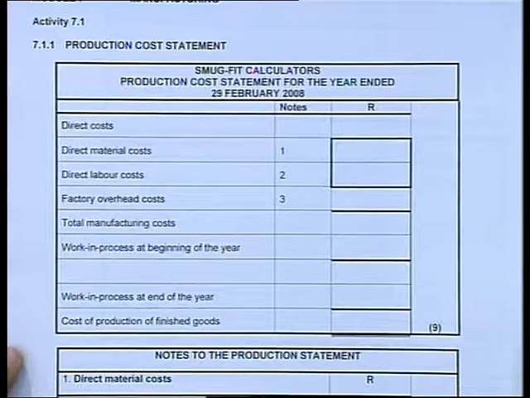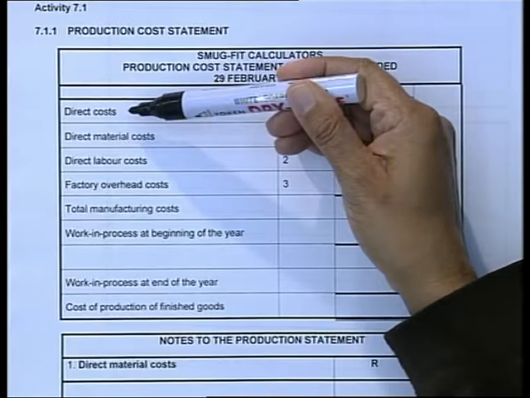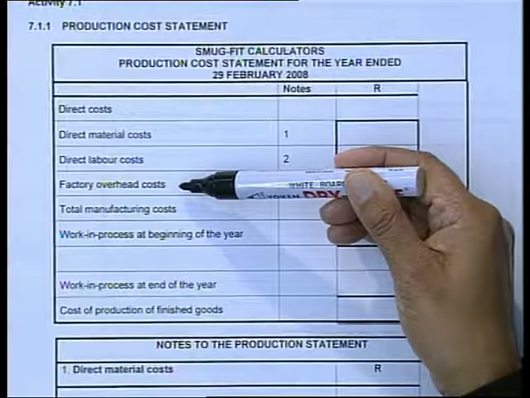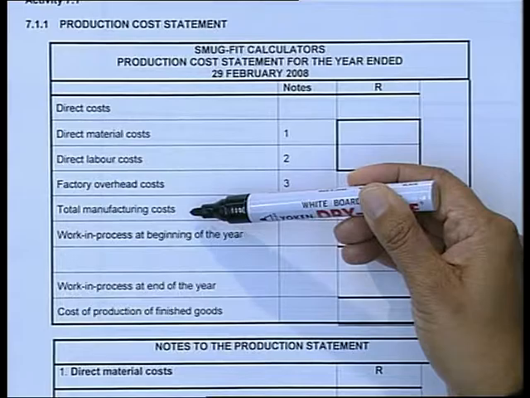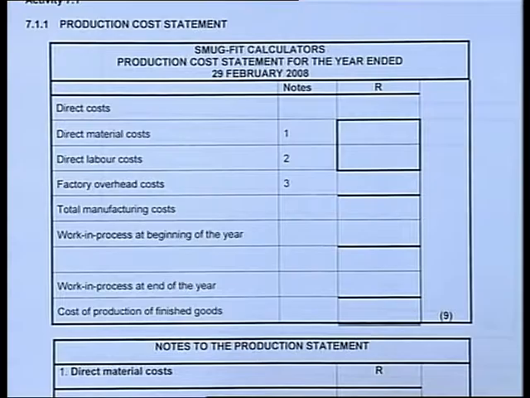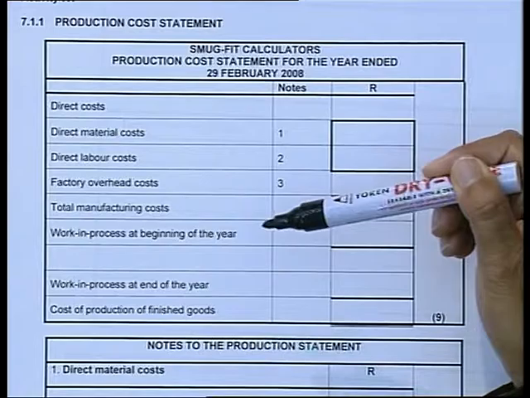So let's look at our production cost statement. Here we have again our direct costs that I was talking about. Our direct cost is made up of direct materials and direct labor. Then we have our factory overhead costs. That's what I spoke about earlier on, our factory overhead costs. And our direct costs plus factory overhead costs equals our total manufacturing cost. Don't worry, we'll work through the example now. Then we have work in progress at the beginning of the year minus work in progress at the end of the year, and it gives us the cost of production of finished goods. So this is the layout of your production cost statement, the face of the production cost statement. Learners, you have to study this. This you have to memorize and study in this order. You have to complete this in this order.